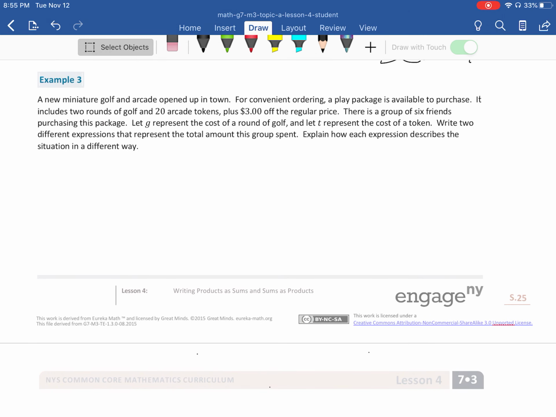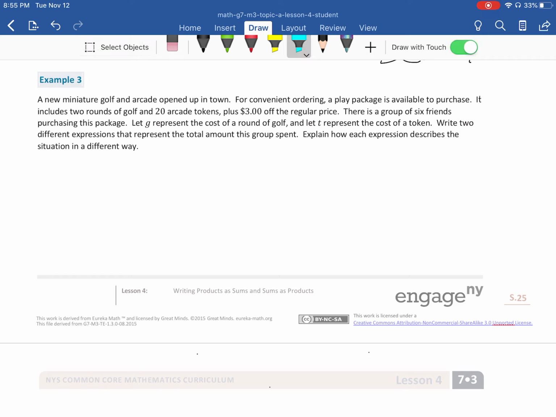Example number 3. A new miniature golf and arcade opened up in town. For a convenient ordering, a play package is available to purchase. It includes 2 rounds of golf, 20 arcade tokens, and $3 off the regular price. There's a group of 6 friends purchasing this package. Let G represent the cost of a round of golf, and T represent the tokens. Write 2 different expressions that represent the total amount this group spent. Explain how each expression describes the situation in a different way.